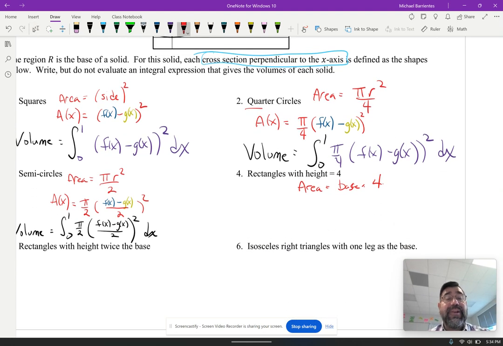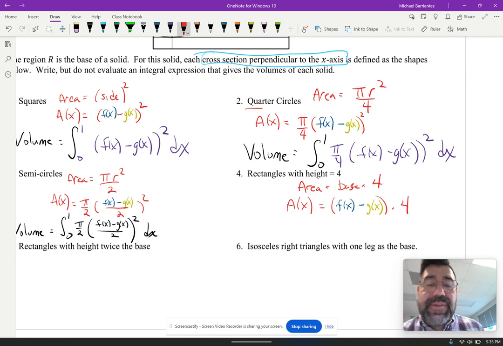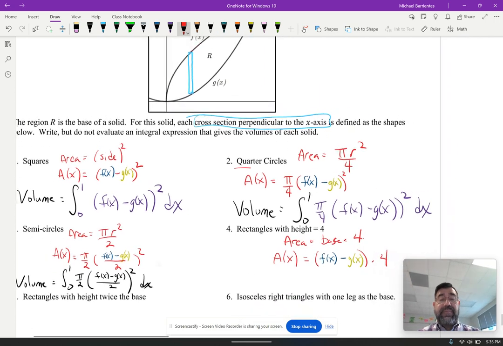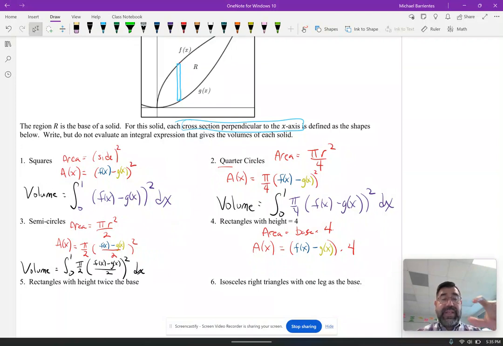So if I'm going to build the area function, it is base, which is top minus bottom, times 4. That is the area function, right? The blue rectangle that you're seeing in the picture is the base. The height is always 4, and it's projecting out towards us. So base times height, that's how you find the area of a rectangle.